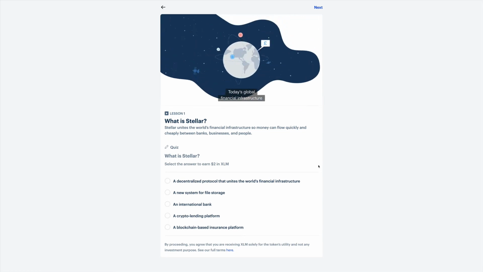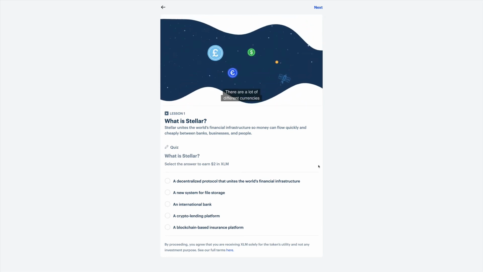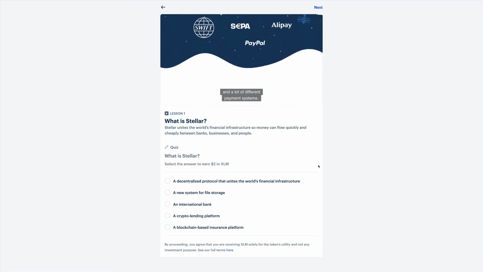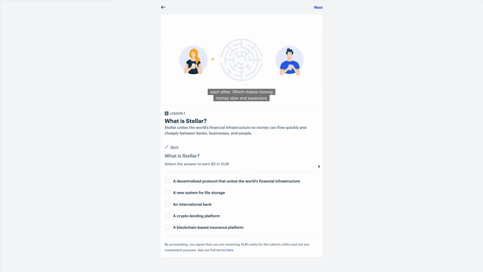Today's global financial infrastructure has a big communication problem. There are a lot of different currencies and a lot of different payment systems. Each one speaks a different language, so they have a hard time understanding each other, which makes moving money slow and expensive, and a lot gets lost in translation.